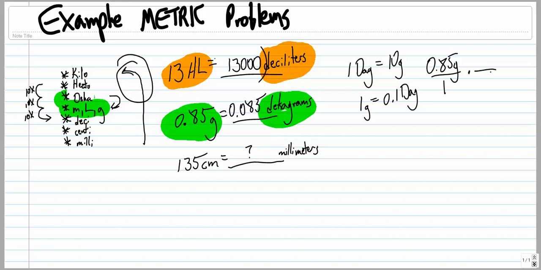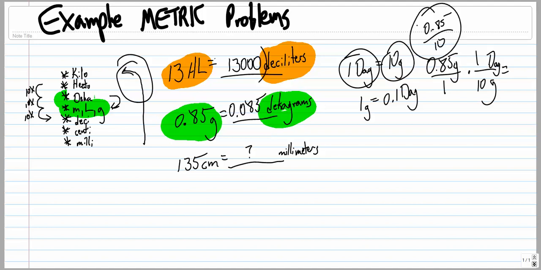I'm going to multiply that by a fraction with grams on bottom and decagrams on top. And 1 decagram is 10 grams. 0.85 times 1 is 0.85. And on the bottom, 1 times 10 is 10. 0.85 divided by 10, you get the same answer either way.